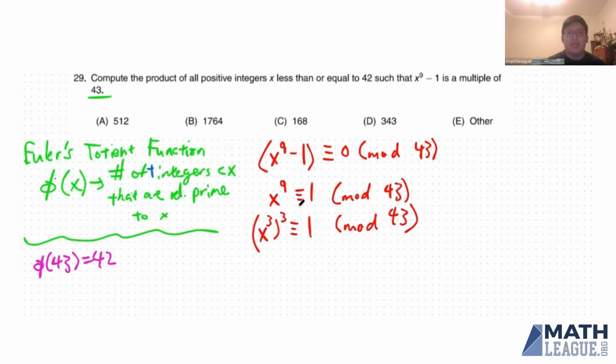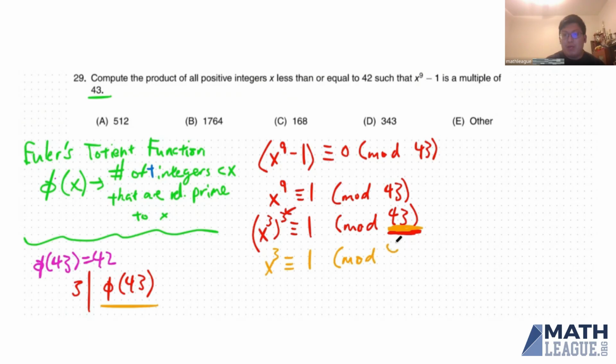Now, how do we know when we can simplify? We know that we can simplify when the number that we are raising to on the outside here, 3, is a positive divisor of the modulus that we're working with here, 43. So we're looking for remainders modulo 43, which means that since 3 is a positive divisor of phi of 43, we can make the simplification and now say that x cubed is congruent to 1 mod 43. And this is a lot easier to solve because we're only dealing with cubes. Now, is it practical to calculate all 43 cubes? Still no. So let's see what we can do algebraically.